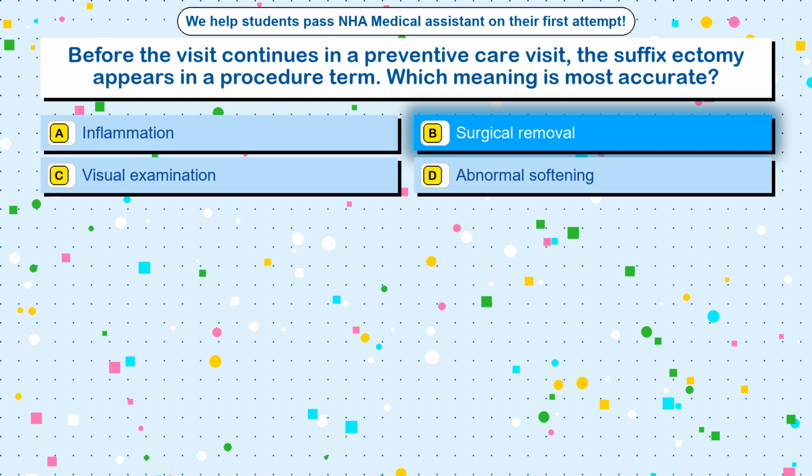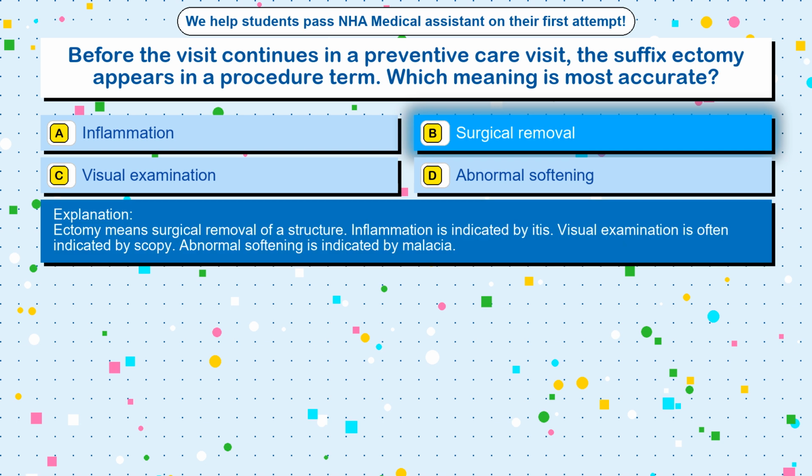Surgical removal. Ectomy means surgical removal of a structure. Inflammation is indicated by itis. Visual examination is often indicated by scopy. Abnormal softening is indicated by malacia.